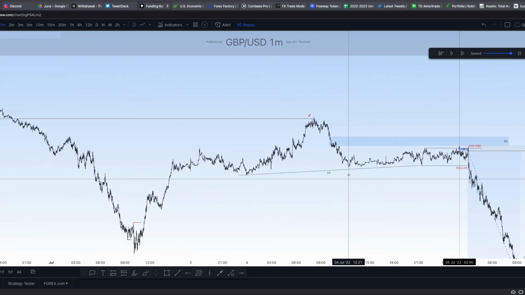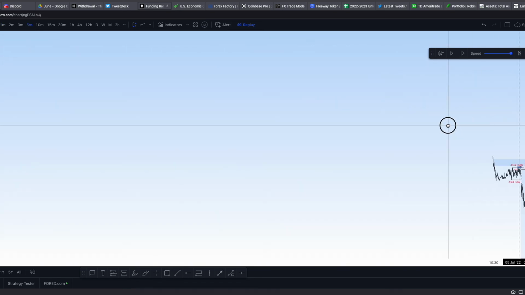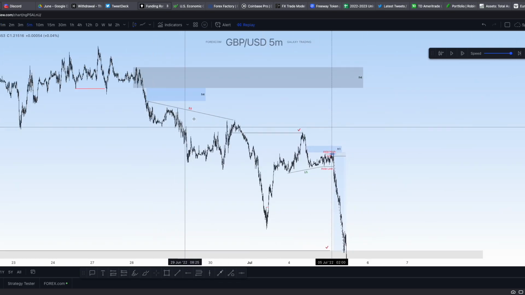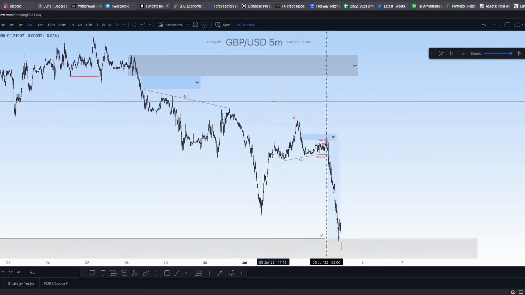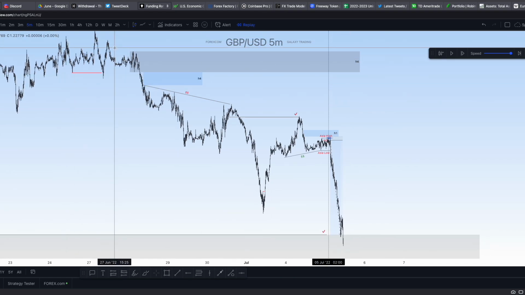I was actually thinking we would start getting a sweep of some of these equal highs up above over here, but you know, price had a mind of its own, and you don't want to trade against that.